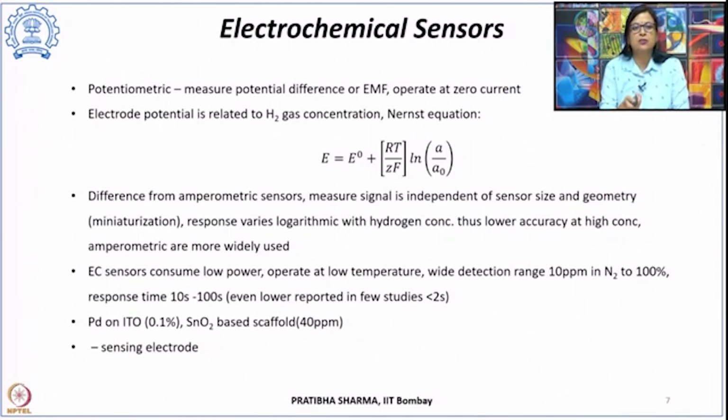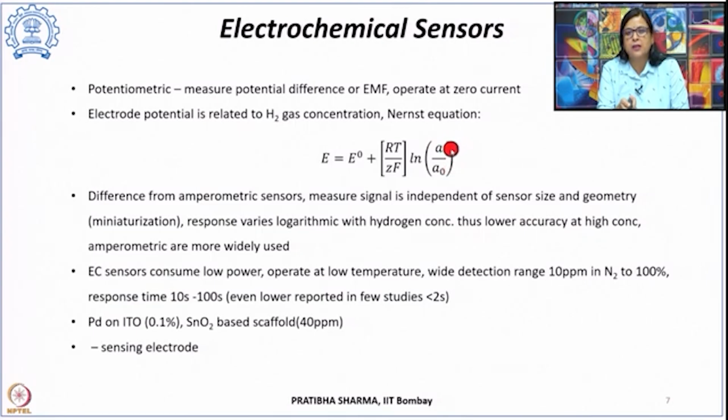Like in the case of potentiometric electrochemical sensors, the electrode potential is related to the hydrogen gas concentration, and a typical Nernst equation can be used to define that relationship. So the electrode potential is E = E0 + (RT/zF) ln(a/a0), where E is the electrode potential, E0 is the standard electrode potential, R is the gas constant, T is the temperature, z is the number of electrons transferred, F is Faraday's constant, a is the activity of the analyte, and a0 is the activity of the reference.